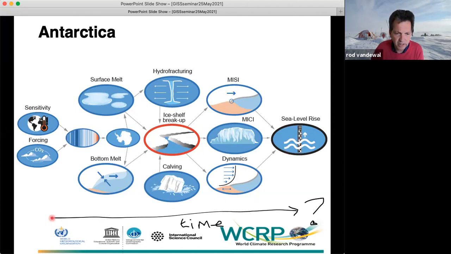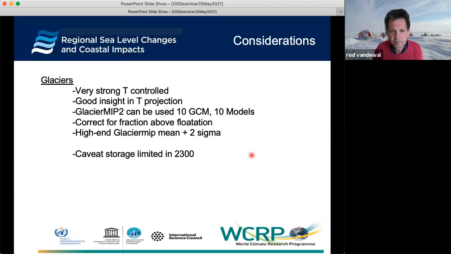And obviously, time progresses from left to right here, and the time scale is not very well constrained because we don't know when this all will happen, or at least we don't know this with a lot of detail.